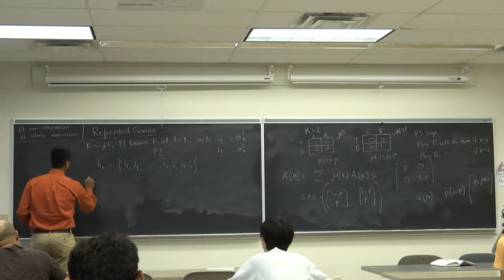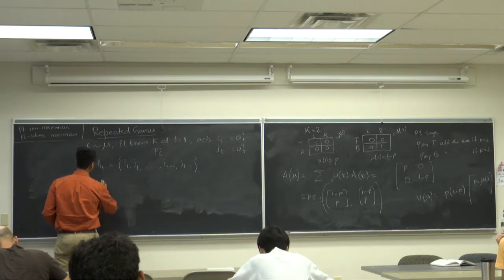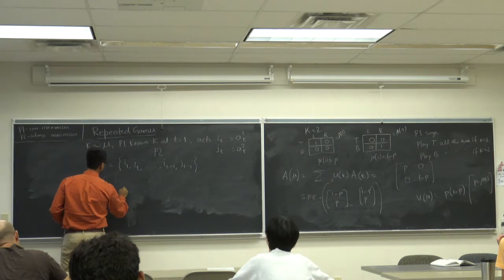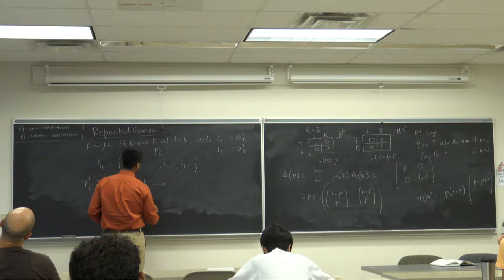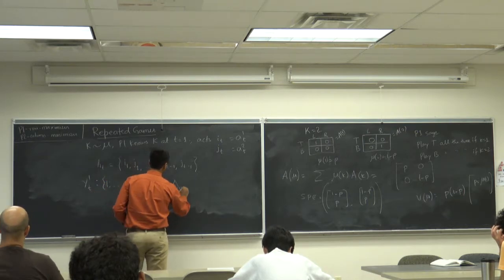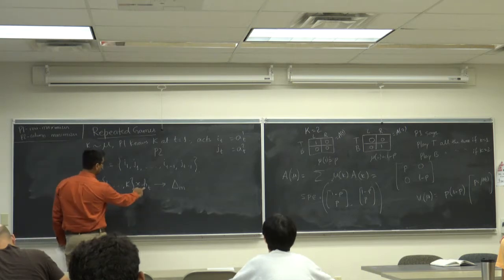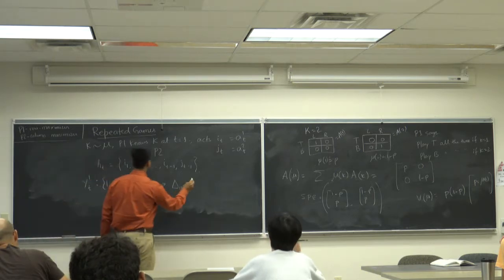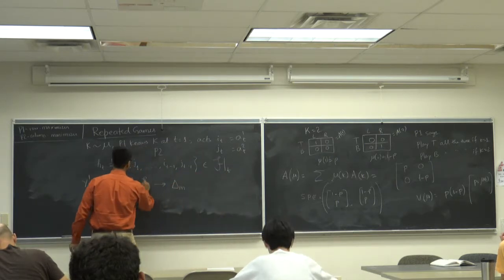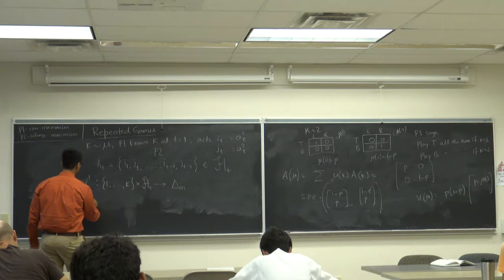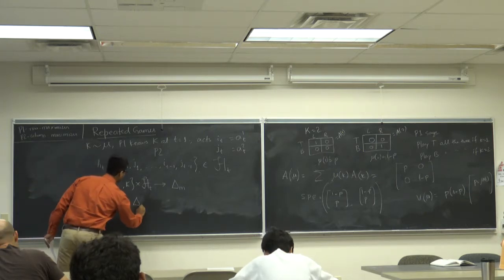Player 1 strategy space is gamma 1 at time t, which maps k cross h of t to delta over m. H of t, let me say this is in the space capital H of t. And gamma 2t, that maps H of t to delta n.